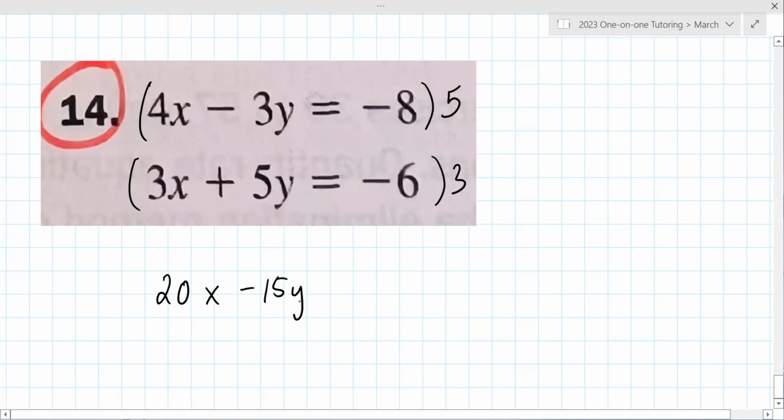20x minus 15y equals minus 40. 9x plus 15y equals minus 18. Make sure you multiply everything. One of the more common mistakes is to forget to multiply something. If you've noticed, all the answers have been nice numbers, and they generally remain that way.